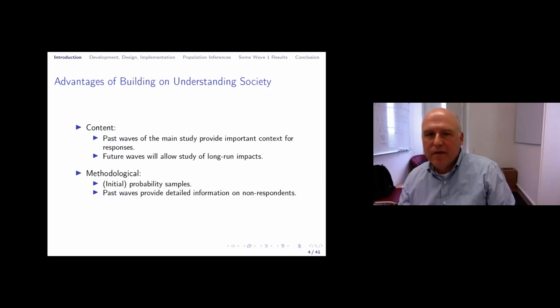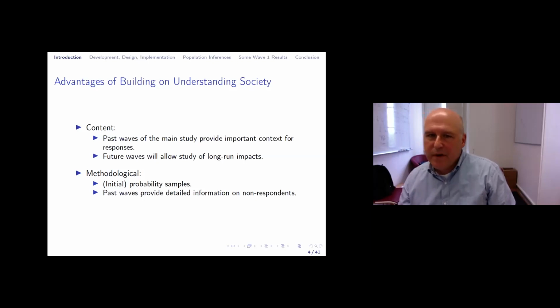What do we think are the advantages of building a study like this off our main study? Why should we run a web panel off Understanding Society? I think there are both content reasons and methodological reasons. The content reasons are that the past waves of the main study provide important context for the responses.